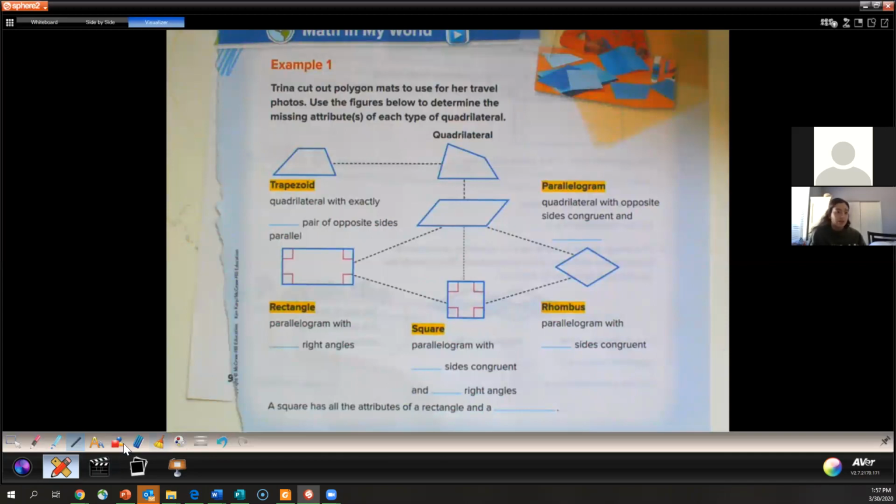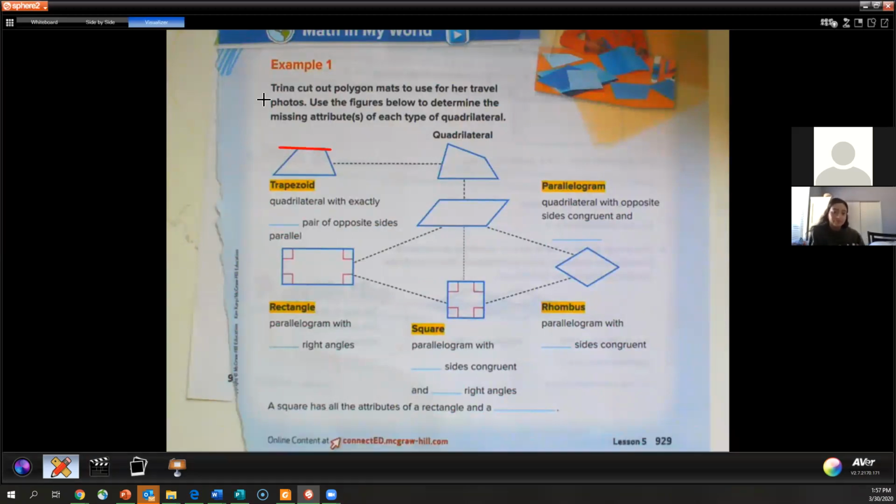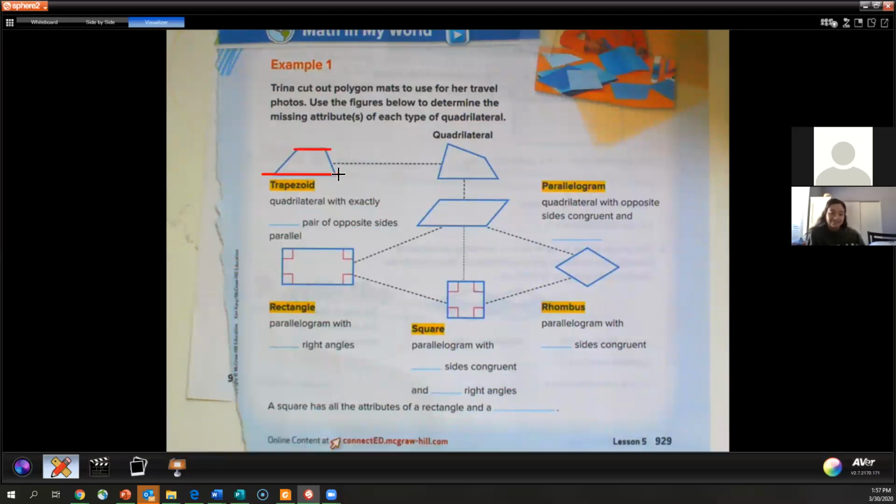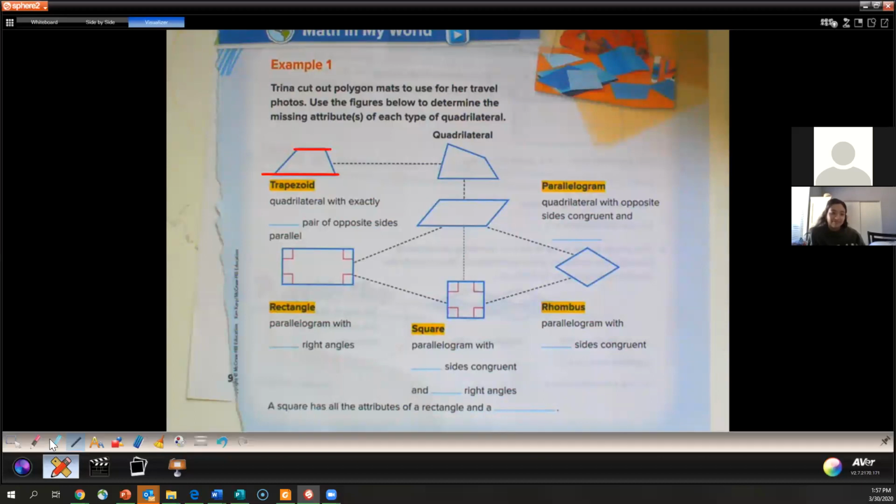So it says trapezoid is a quadrilateral with exactly blank pair of opposite sides parallel. So boys and girls, we want to look at our opposite sides. We have 2 pairs of opposite sides. Now, Mr. Yates, do you mind highlighting one pair of opposite sides in one color and then another pair of opposite sides in a different color? Sure. Just so they can see the 2. And then I'll match up another set of lines with another color. Yep. Perfect.